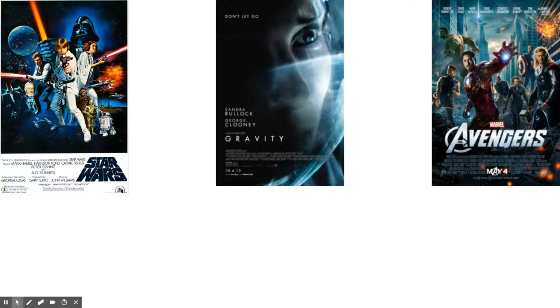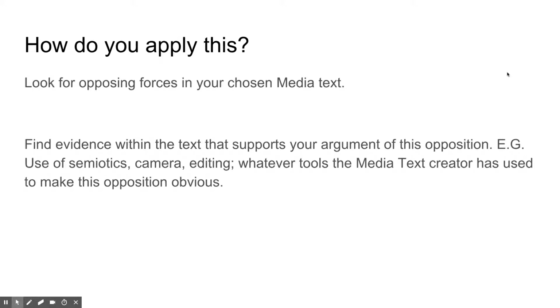So those are three basic examples. The big question is, how do you apply this, whether it be in an exam or an essay or something to that effect? Essentially, look for the opposing forces in your chosen media text. That's the basics. That will get you your passing grade. If you can find good versus evil or the more nuanced oppositions in some of the narratives and highlight them, then you're halfway there.